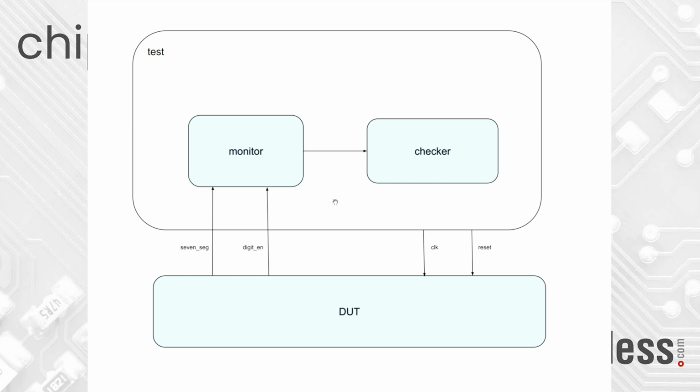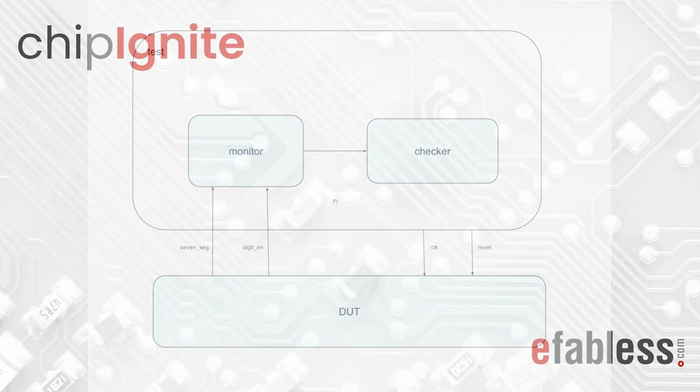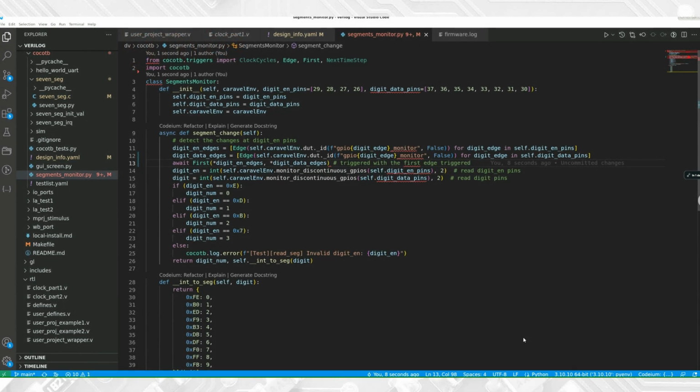The test bench should have three main parts: the monitor, the checker, and the test itself. The monitor would monitor any change that happens at the DUT outputs and notify the checker of the change. The checker would check the results detected by the monitor. Lastly, the test would drive the clock and reset and connect the monitor with the DUT and the checker. Let's start by implementing the monitor.